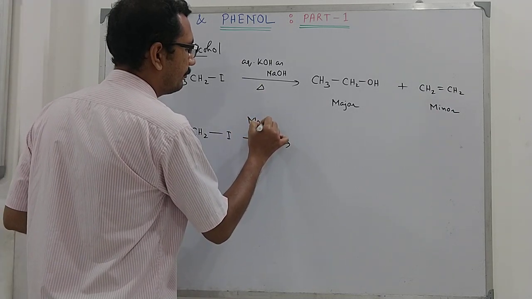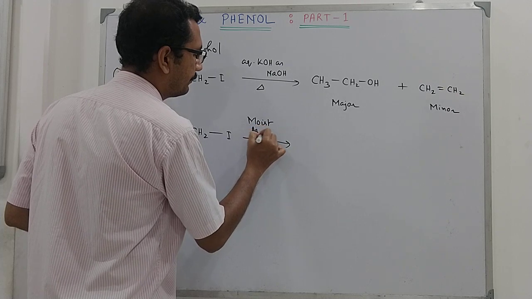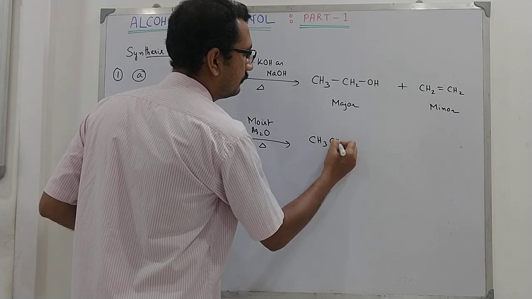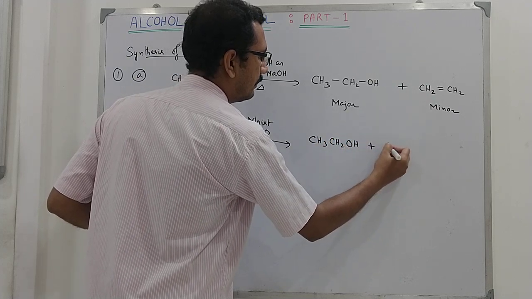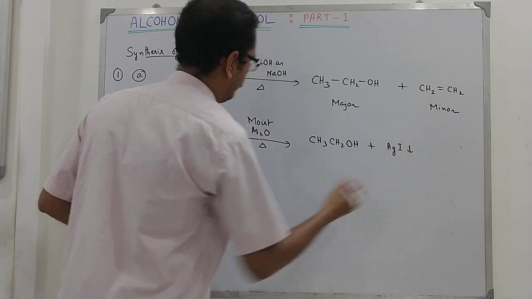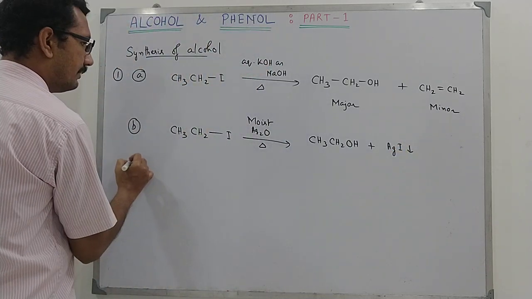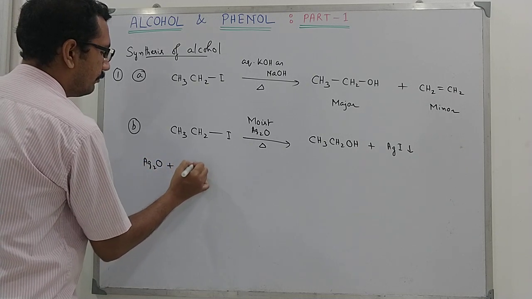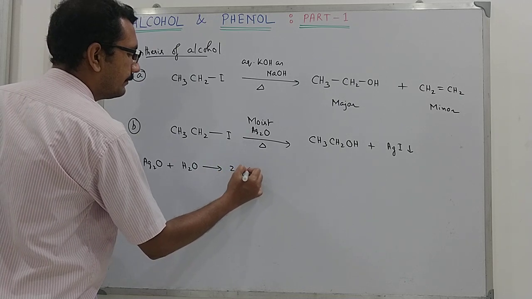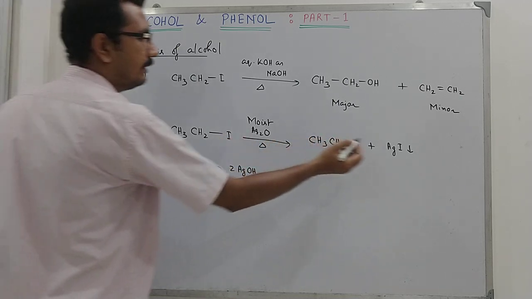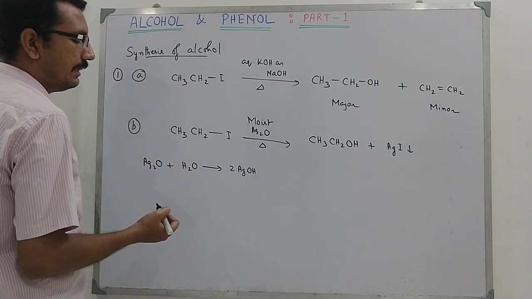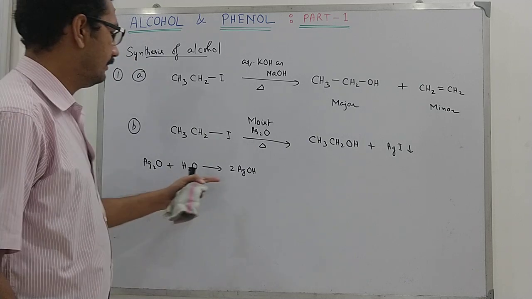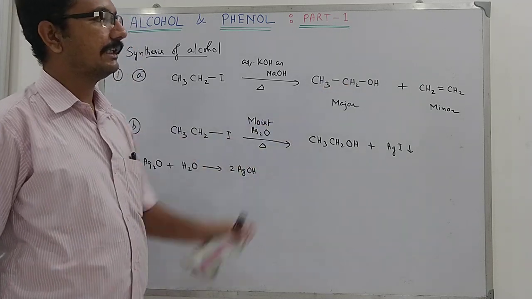So to have this, we have to use moist Ag2O, heat. So it will give us CH3CH2OH and AgI. Now moist Ag2O, you see, means Ag2O plus H2O, so it will give us 2 AgOH. Now this Ag plus and I minus will precipitate as AgI, and this OH minus will give us the ethanol. And since this is a weaker base, it will not give alkene.